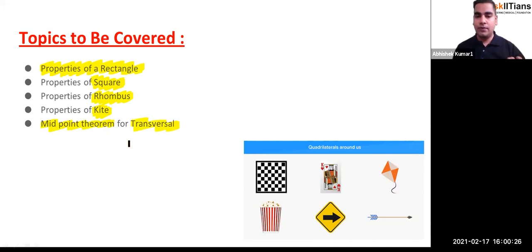Basically, the first 4 topics that I mentioned, rectangle, square, rhombus, and kite, are all special types of quadrilaterals, or to be more specific, 4 special types of parallelogram. Is that clear? So we are going to cover all these topics, and after every topic we will do problems as well to understand the application of the properties that we cover in each of the cases, right? So I think we should move ahead and start.